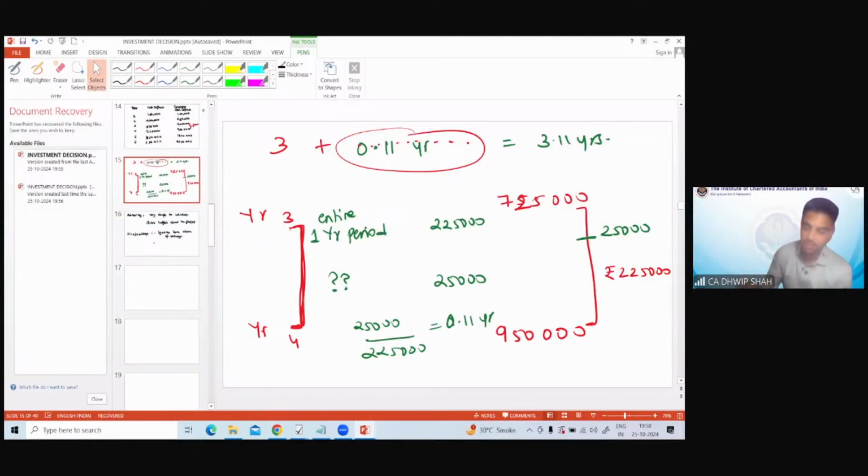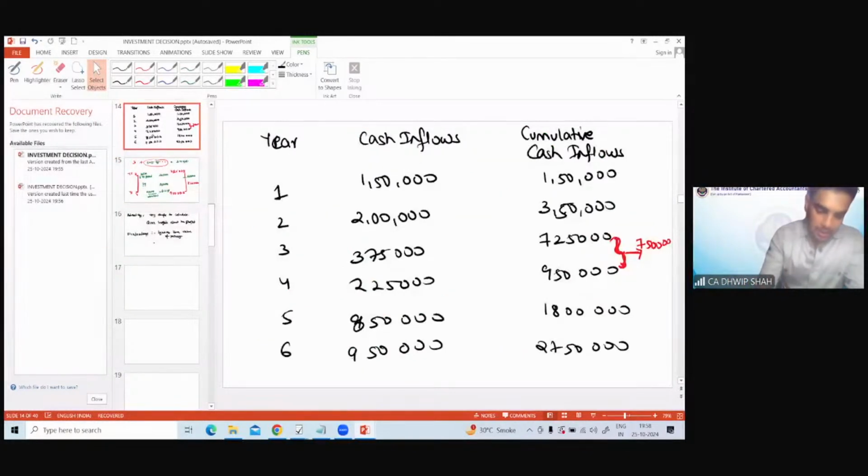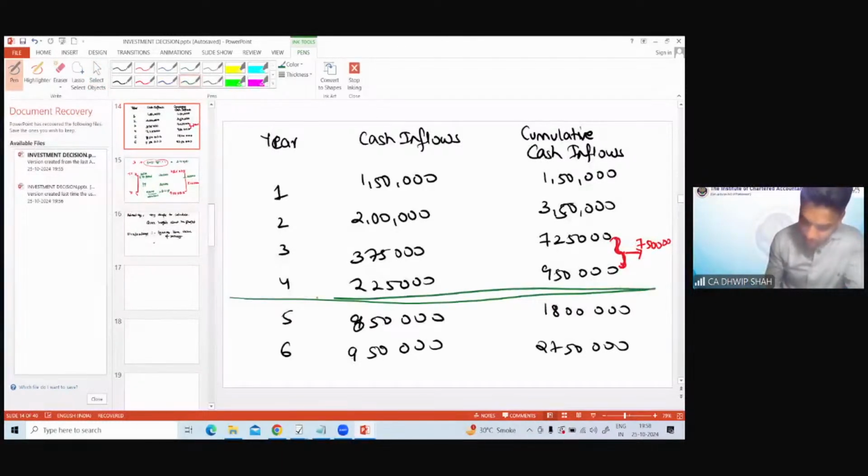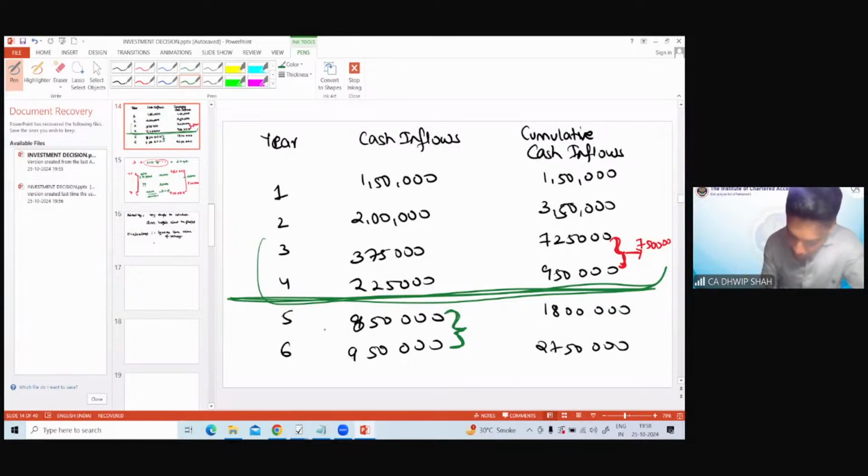Can anyone try what is another disadvantage of this payback period? See, if you observe very carefully, our calculation of payback period was completed over here. We ignored these cash inflows. Our calculation was completed at 950 itself. After the payback period, the cash inflows are ignored, even though the cash inflows may be very high compared to the earlier years' cash inflows. So it gives no importance to the cash inflows generated after payback period.